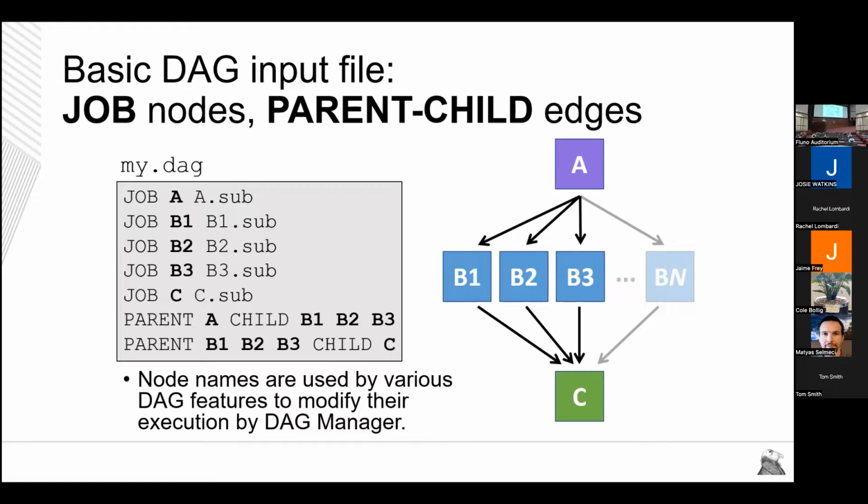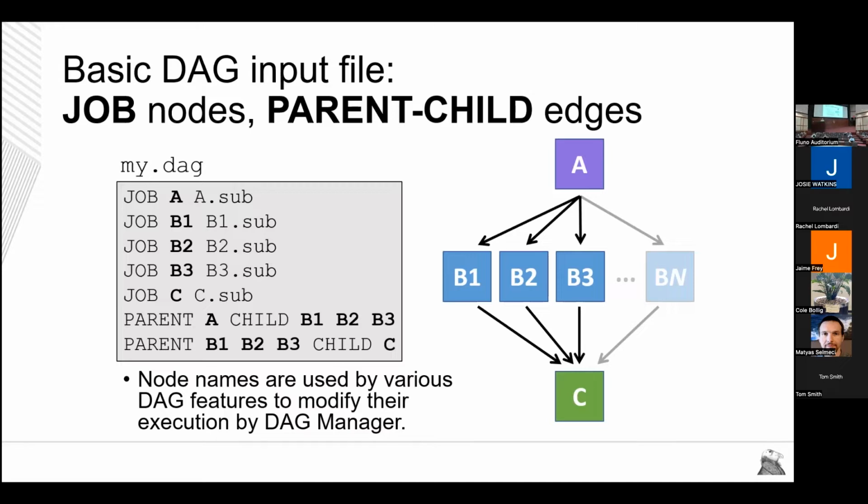So we say that A is a parent to children B1 through Bn, and B1 through Bn are parents to child C. And just with this set of information and the submit files, Condor's DAGMan, once we submit this DAG file, will know to execute these jobs in that order, where it would only submit the B jobs after it has completed the A job, and the C job after the B jobs have been completed. The node names are used by various features that we'll show you throughout this presentation, so that you can modify aspects of their execution, implement retries, those sorts of things.